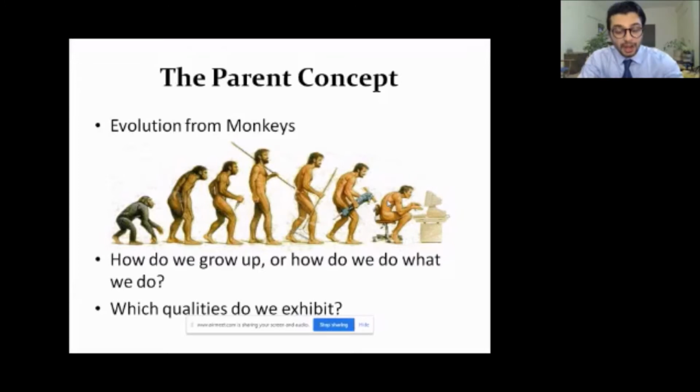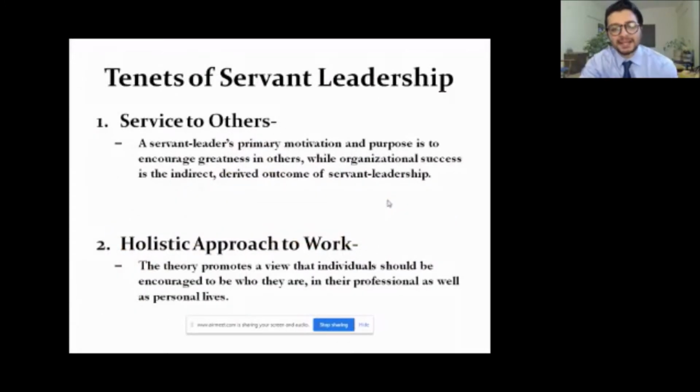So I'll come down to the next part, and that is the tenets of servant leadership. Tenets are simply the characteristics that differentiate servant leadership from all the other basic leadership that we see. First is service to others, just as we've seen. A servant leader's primary motivation and purpose is to encourage greatness in others, while organizational success is the indirect, derived outcome of servant leadership. I don't think I need to explain much on this because I've already done that. So the first tenet is service to others.